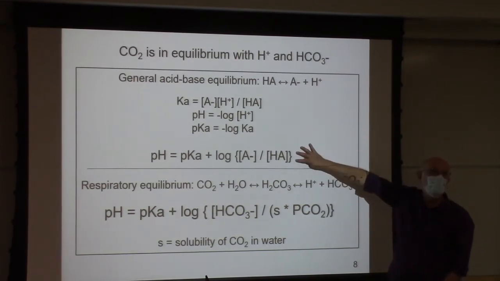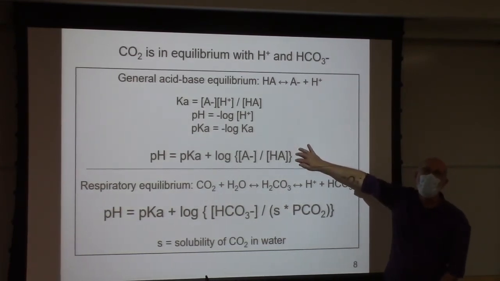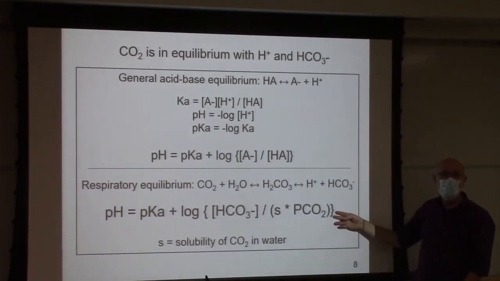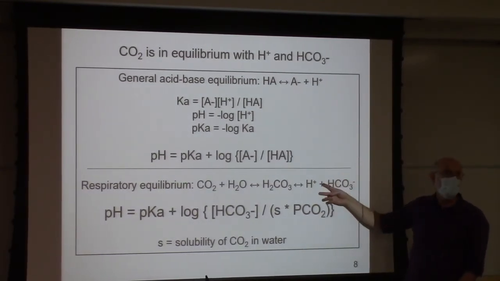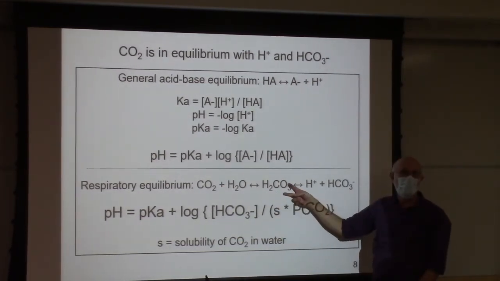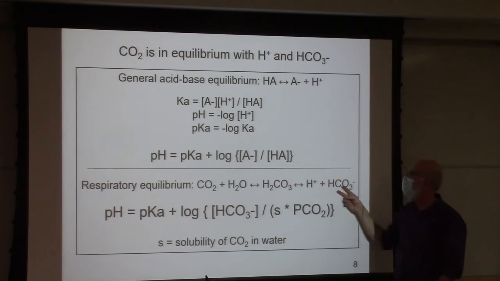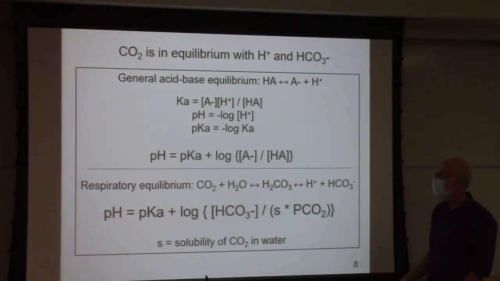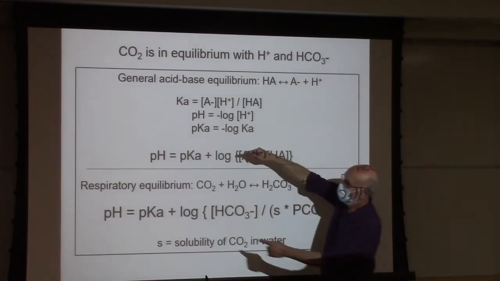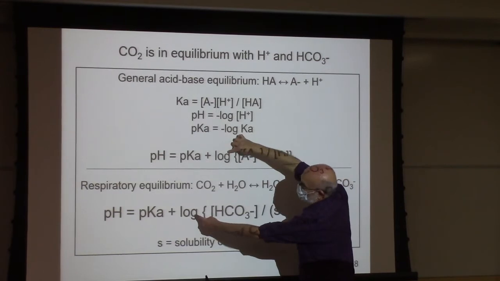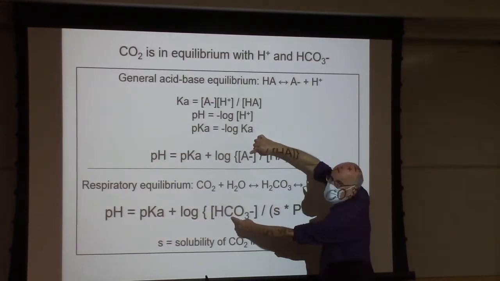So this is the general Henderson-Hasselbalch equation for all acids. This is the Henderson-Hasselbalch equation for CO2 as an acid. CO2 becomes carbonic acid, which dissociates into a weak conjugate base and a strong acid. So Henderson-Hasselbalch, there's the same term there, there's the same term there.